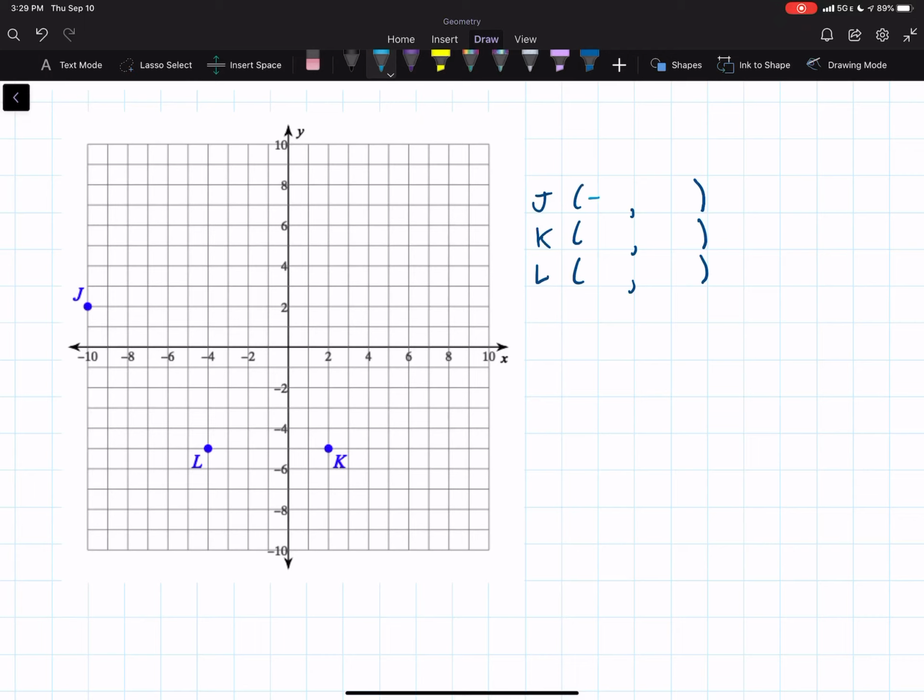All right, the answer is here, -10, 2. K is going to be 2, -5. And L is going to be -4, -5. All right, so hopefully that worked out for you and you did those correctly. Now you have some practice problems to do, and that'll be it.